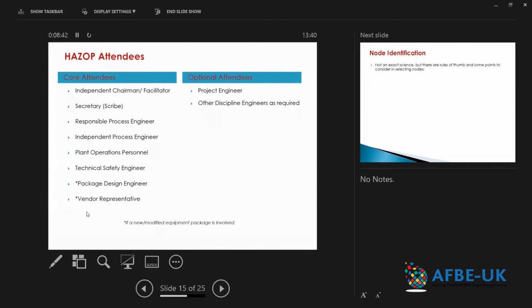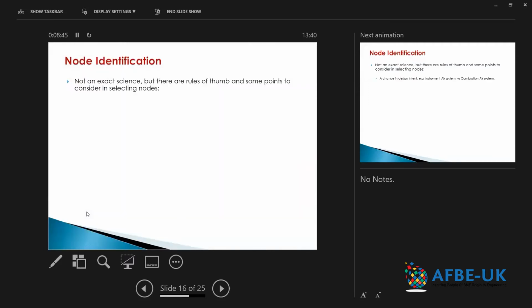We talked about HAZOP attendees. Node identification. I'll say that node identification is not an exact science at all, but there are rules of thumb and some points to consider when you're selecting nodes for your HAZOP. So by definition, really, the nodes are the sections of the plant, the various sections of that system that you want to HAZOP, because, and this is particularly relevant to a continuous HAZOP, it's not feasible really to take the entire system as a whole.